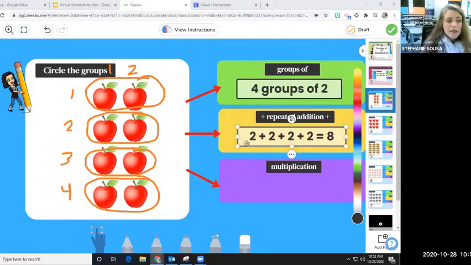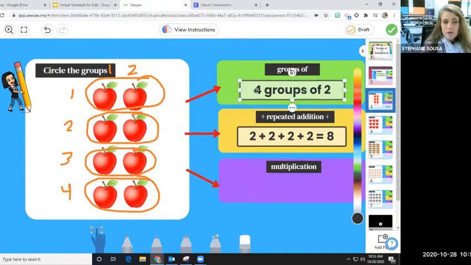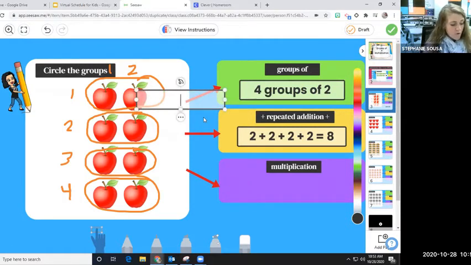Okay, here's where the confusion came in. Our multiplication equation is going to be exactly the same as our groups. 4 comes first. There are 4 groups of 2. So when we write that, we are going to write 4, and our multiplication symbol is just an X, so you can use the X key.